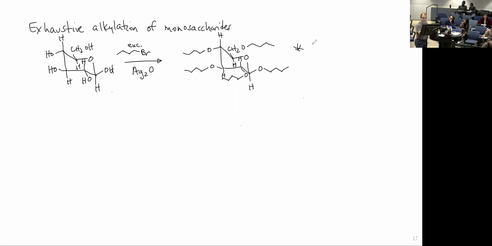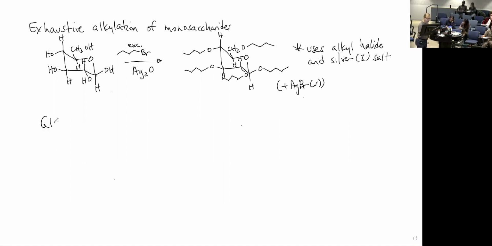And again, the key point here is that it uses an alkyl halide and a silver 1 salt in order to precipitate out the halide. In this case, your inorganic side product would be silver 1 bromide, which is a precipitate, insoluble. So that drives the reaction forward. In comparison, glycoside formation.